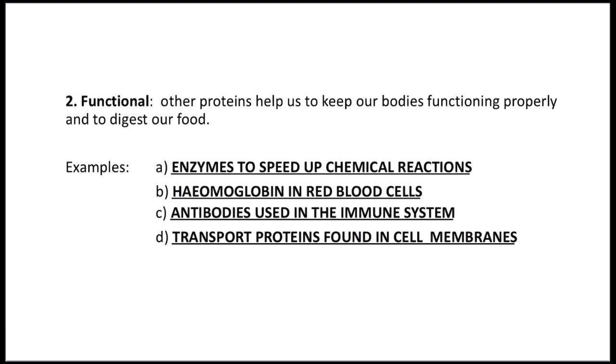Hemoglobin in red blood cells, that's protein. Antibodies used in the immune system, so the body's ability to protect itself from viruses. These are antibodies, which block the receptor sites of viruses, very much like the spike proteins on the COVID-19 virus that they talk about in the media. So this would be a receptor that could be blocked by an antibody.